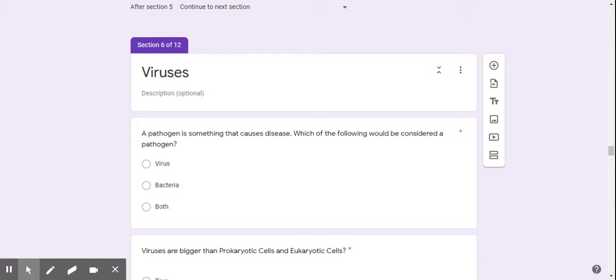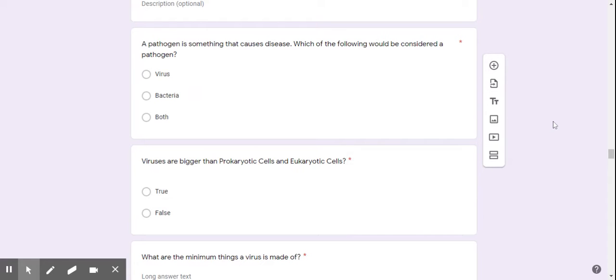Hey guys, we're about to go over the section on viruses, which is really good. So, a pathogen is something that causes disease. Which of the following would be considered a pathogen? Viruses, bacteria, or both? This one's actually pretty simple. It is actually going to be both. Viruses can cause a disease, and bacteria can also cause a disease.